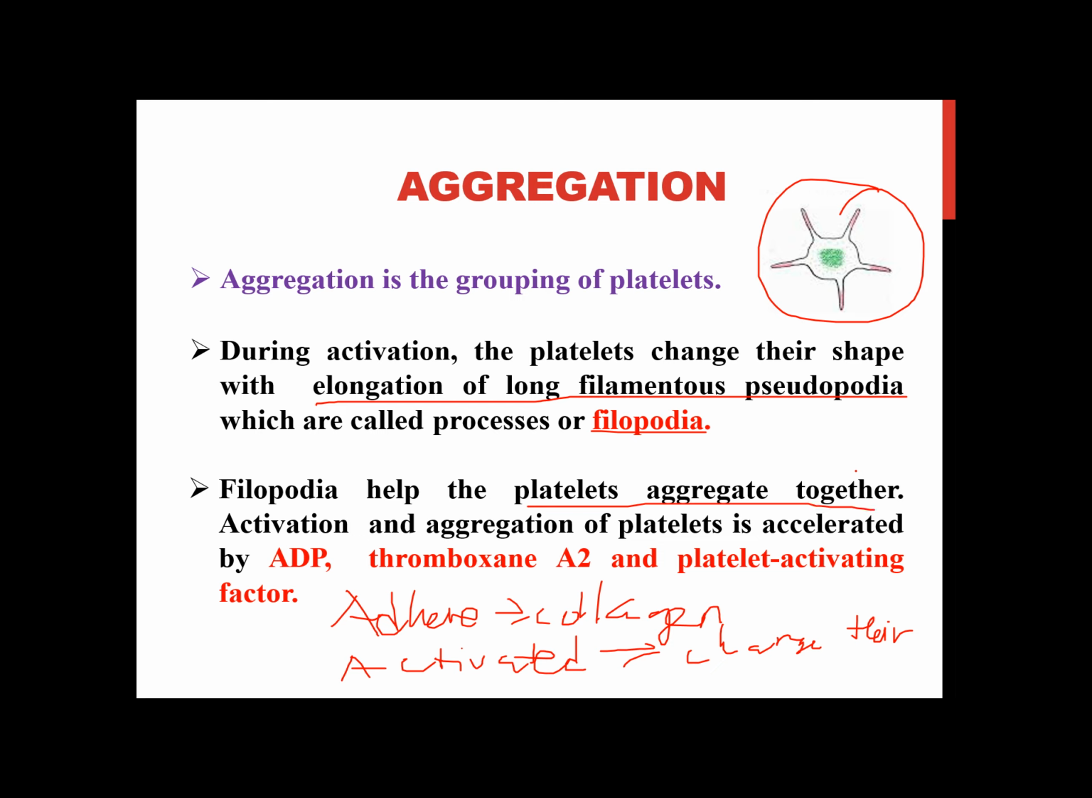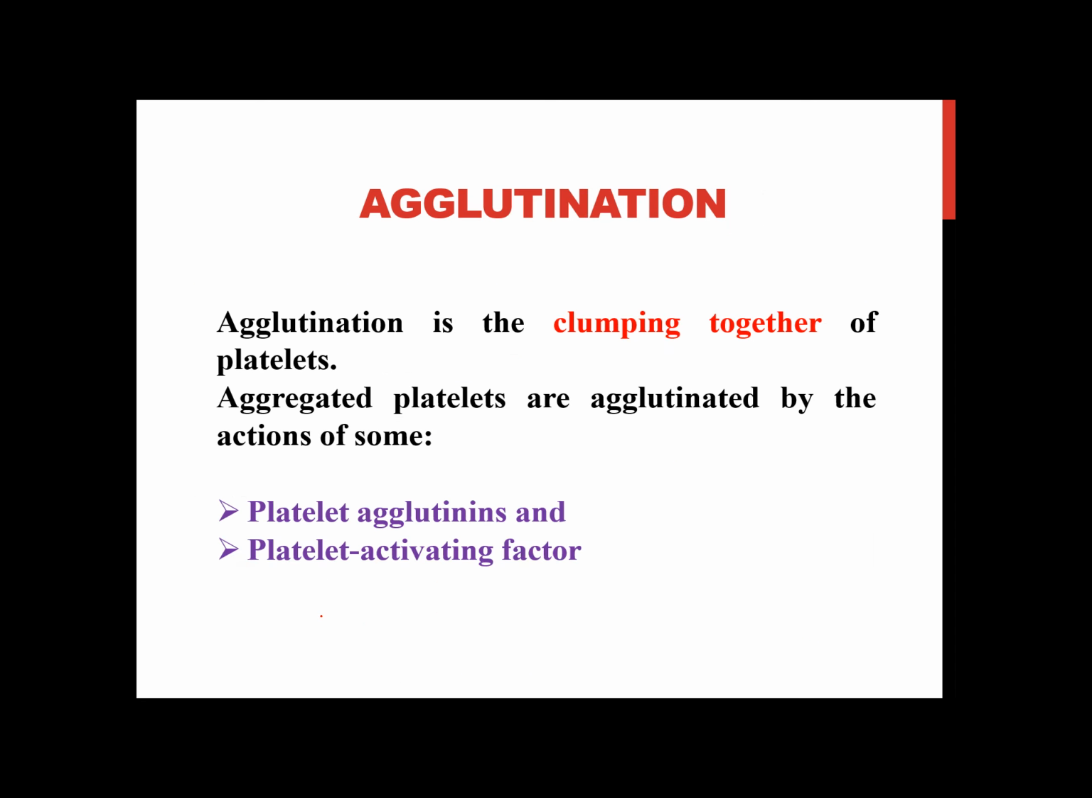So ulitin ko, yung platelets nyo, once they adhere to the collagen, they become activated. Now, when your platelets are activated, they would have a change in their shape. Magpapalit yung shape nila, forming pseudopods, which are now known as your philopodia. Si philopodia nyo allows your platelets to aggregate together. So mag-attach yung mga platelets dyan sa mga pseudopods. Now, this is accelerated by ADP, thromboxane A2, and platelet activating factor.